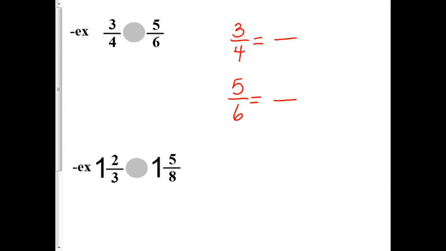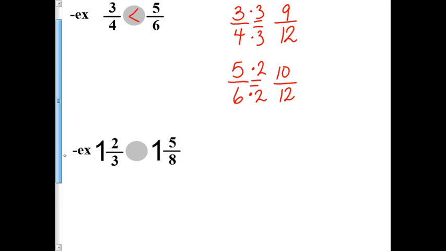1 times 6 is 6. 4 and 6 don't both go into that. 2 times 6 is 12. 4 and 6 do both go into that. So that's my common denominator. 6 times 2 is 12. 5 times 2 is going to give me 10/12. 4 times 3 is 12. 3 times 3 is going to give me 9/12. So since 9/12 is less than 10/12, that's going to mean 3/4 is less than 5/6.